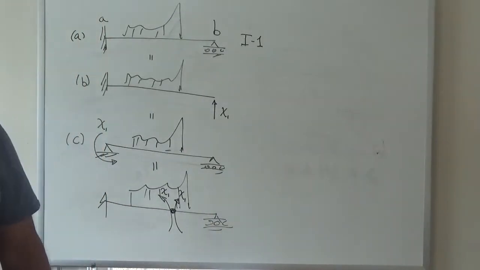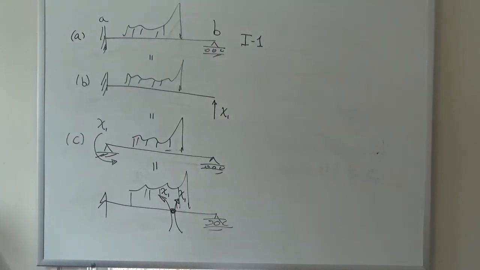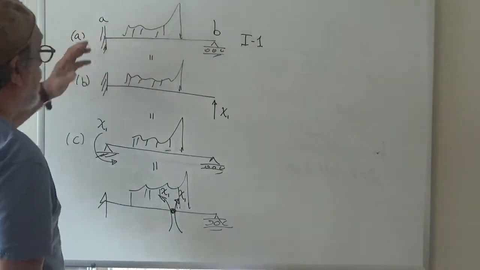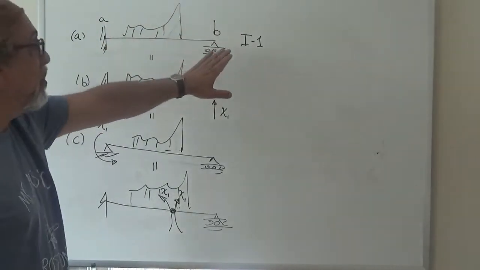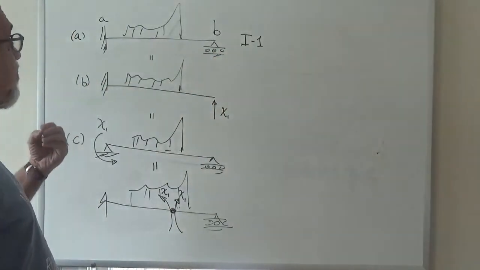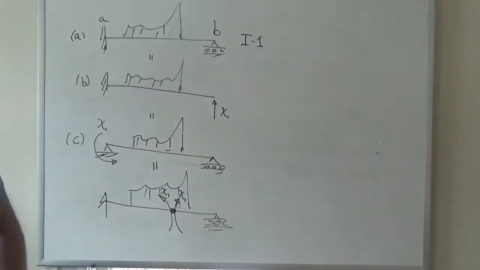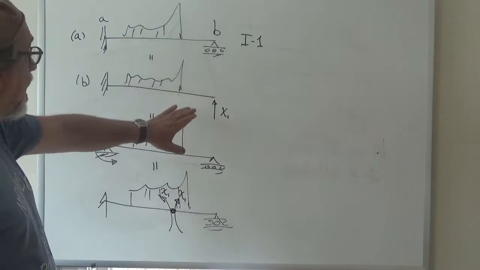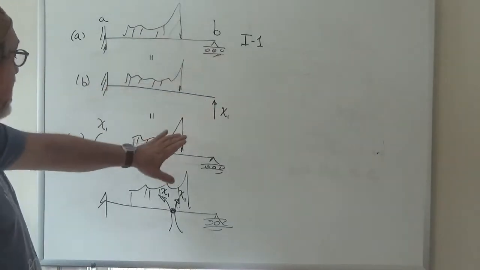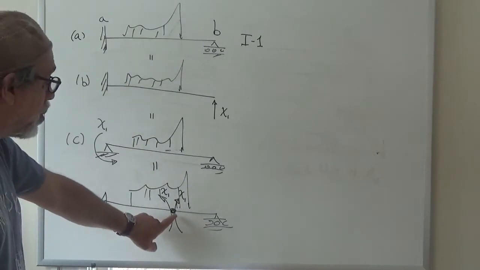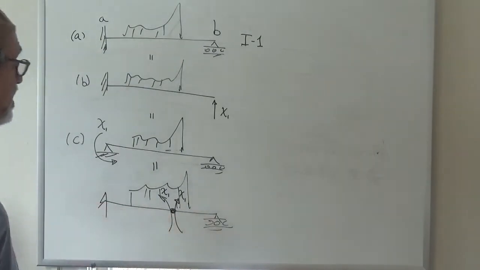So, let's see. What I was indicating here is that we have a structure. We identified that it was indeterminate to the first degree, and our choice of redundant, that is, what we call the extra quantity that if removed brings us back to a statically determinate situation, could be chosen differently. For example, here it is the reaction at B, here it is the moment at A, here it is the introduction of a hinge somewhere within the span.